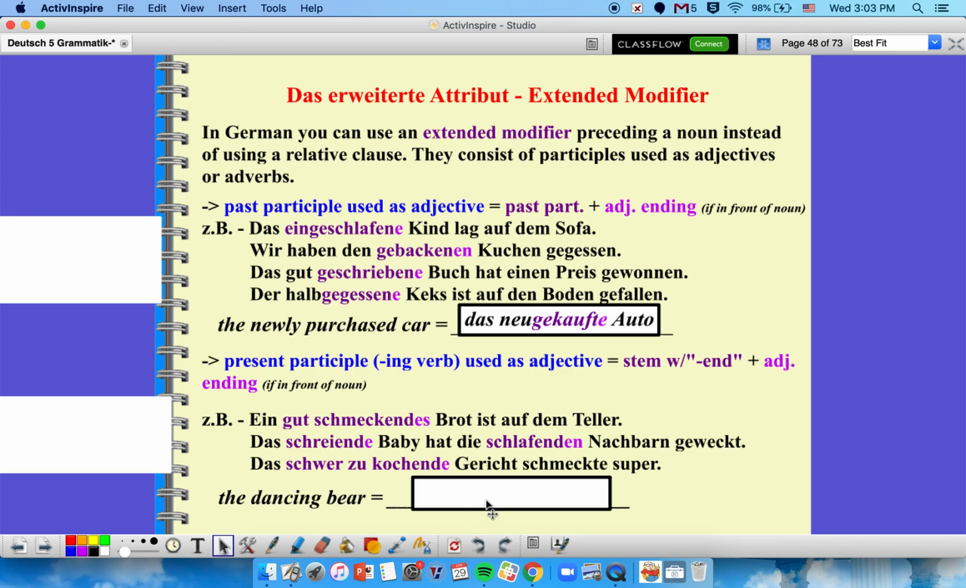So what do you think the dancing bear would be? All right, it's das tanzende Bär. So tanzend being the dancing part, and then the E ending because das is original and shows the gender.